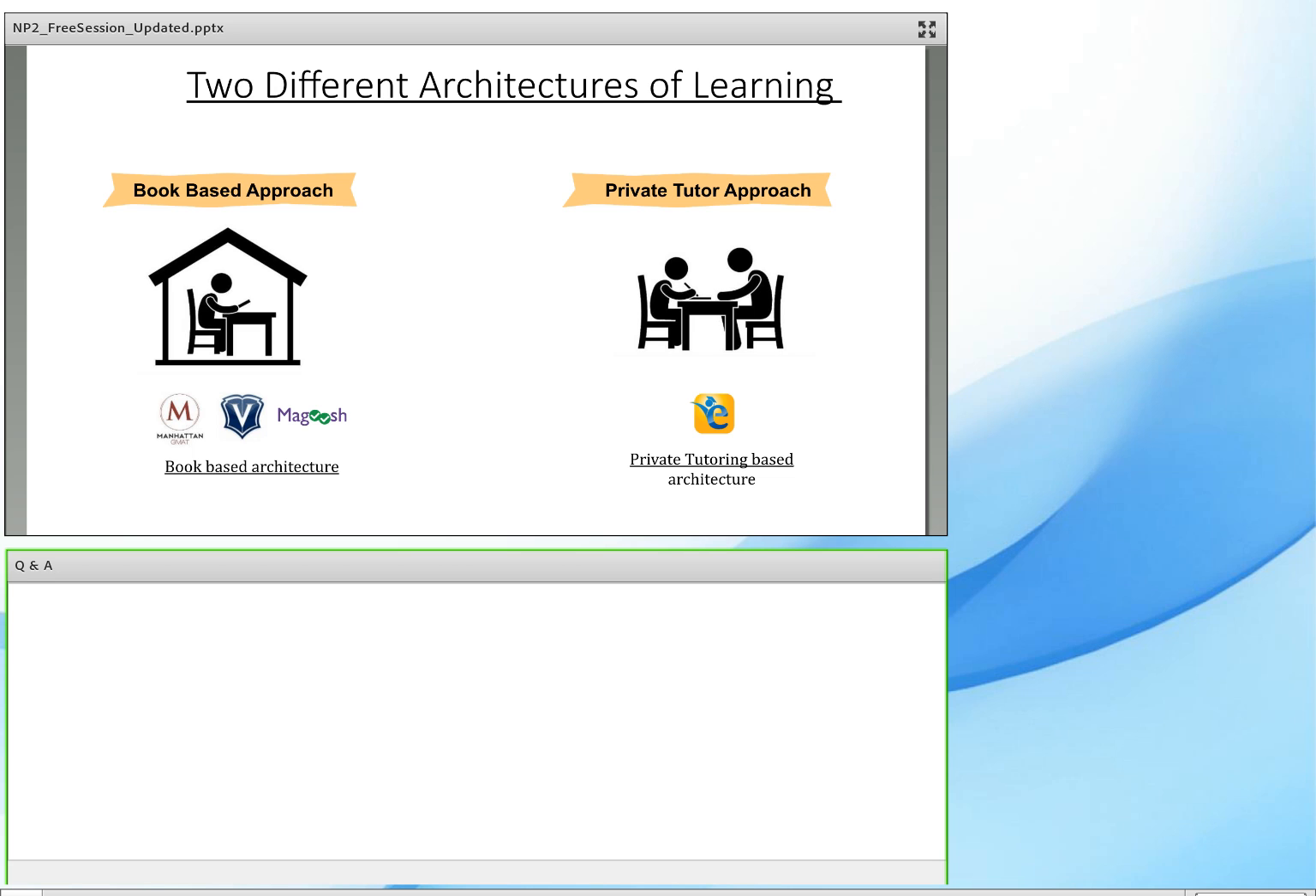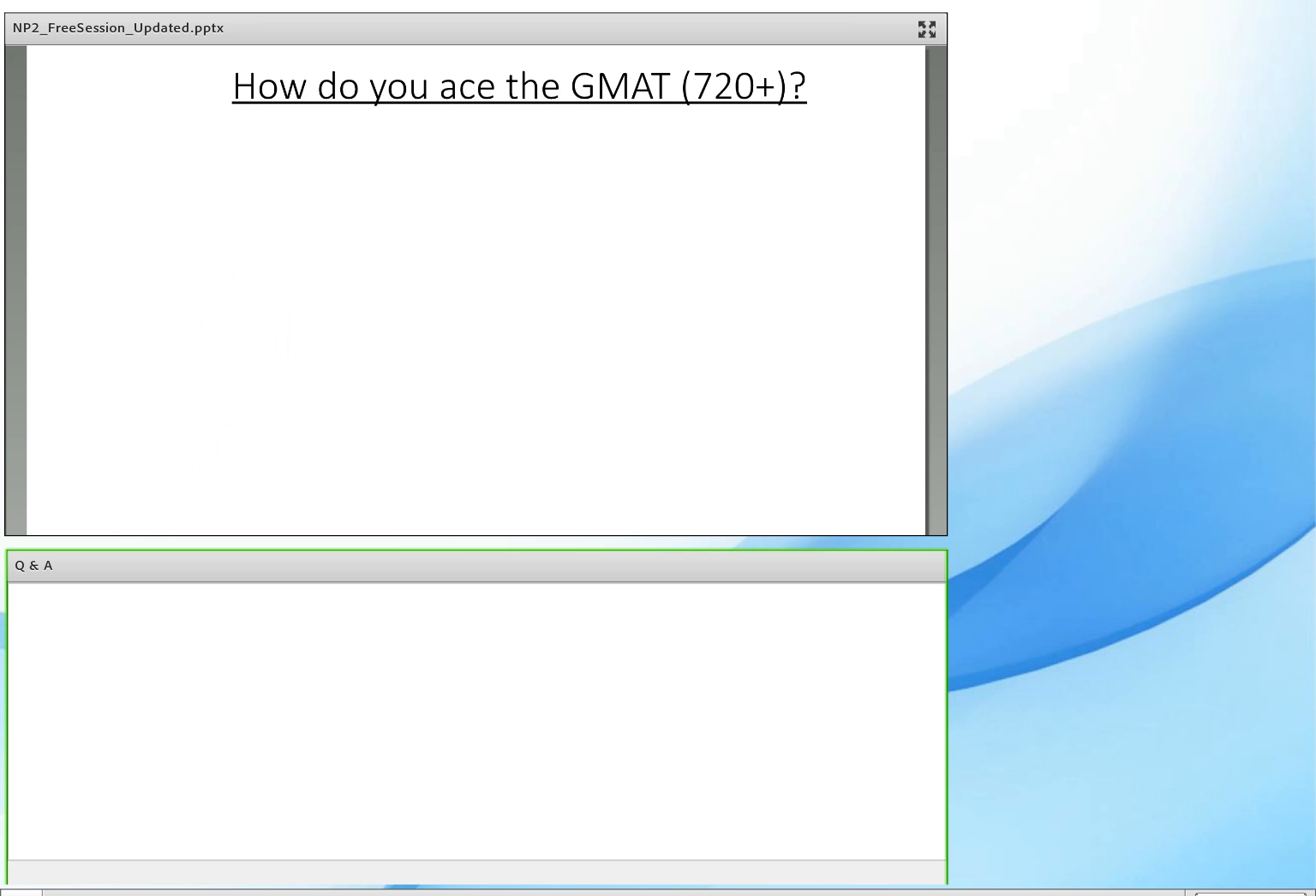So let's see, why do we say one architecture is better than the other in helping you get to that 720 score, or actually even higher? So here's an efficient path to getting to that 720 or higher score. One is you first understand the areas of focus that you need to have, which is, hey, what are your strengths? What are your weaknesses? How much time do you need to spend to improve on your areas of weakness? That's the first thing that you need to define.